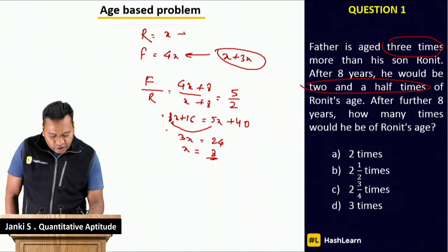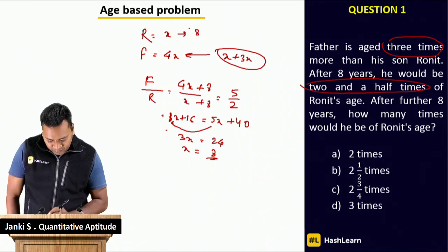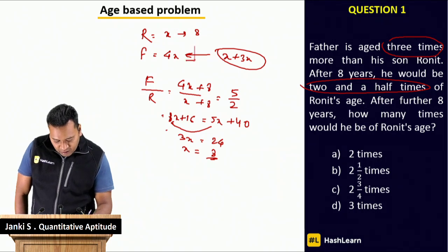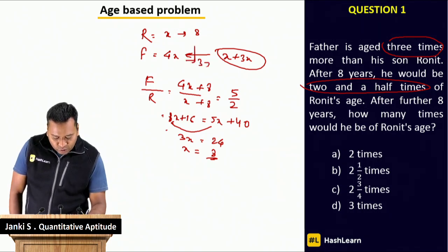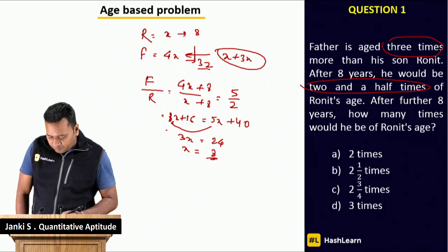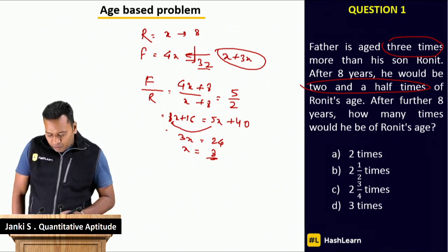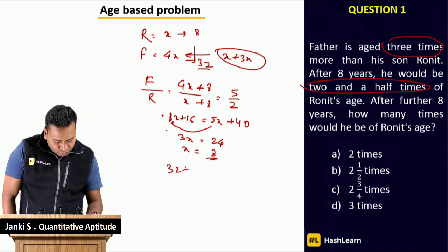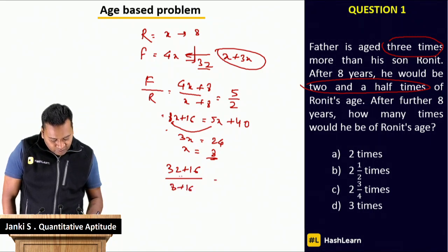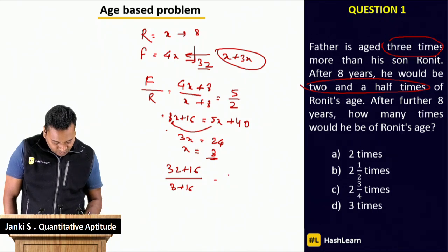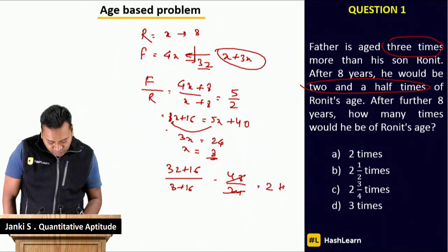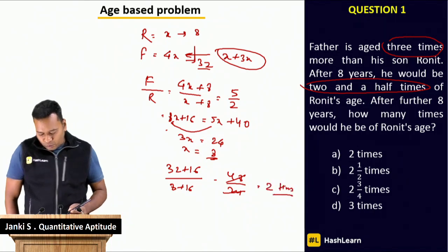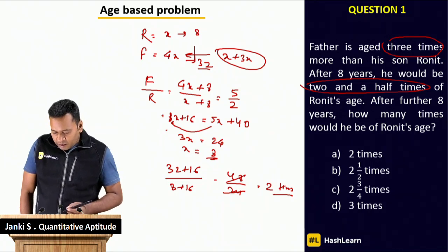So that means Rohit's age was 8 and father's age is 32, right? That's the condition given. After further 8 years, how many? That means plus 16, right? So my condition is (32 plus 16) divided by (8 plus 16), right, is my format. So let's add these two values, 32 and 16, that's nothing but 48, and this is 24, that's nothing but 2 times. My value will be 2 times in this case, right?